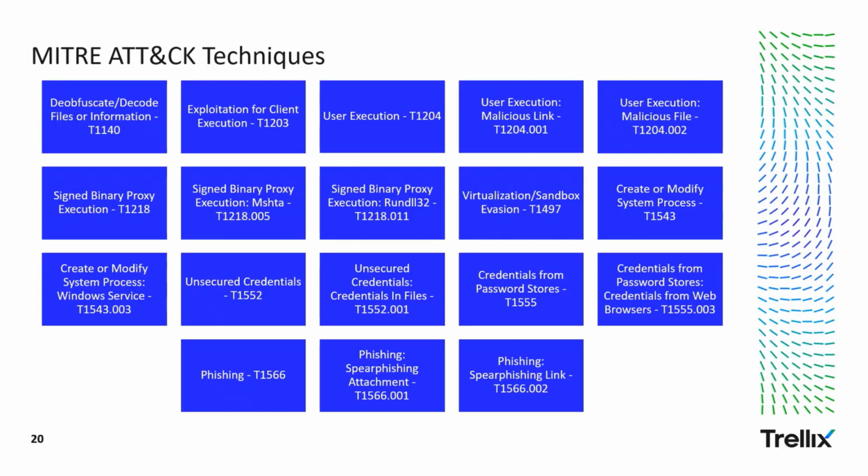Here, adversaries may send phishing messages to gain access to victim systems. All forms of phishing are electronically delivered social engineering. Phishing can be targeted, known as spear phishing. In spear phishing, a specific individual, company, or industry will be targeted by an adversary. The techniques that we see with Emotet are going to be spear phishing attachment, which is technique T1566.001, and spear phishing link, which is technique T1566.002.